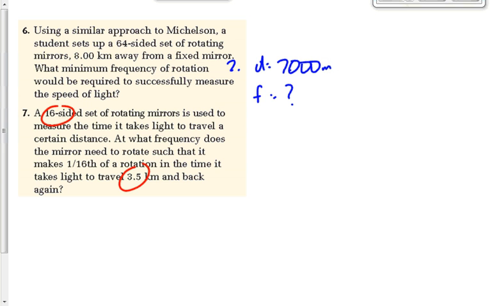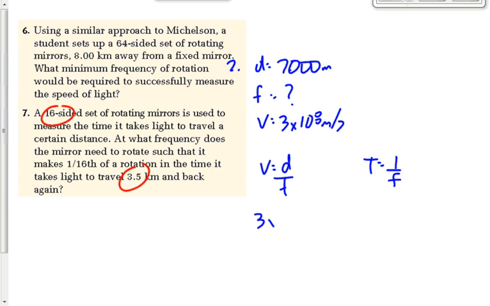And again, if we're not given the speed, then we have to assume a certain speed, and the only one that we can assume is going to be the accepted value for the speed of light, which is 3 times 10 to the 8 meters per second. Let's write down our two equations. D over T, T is equal to 1 over F. Plug in what we have.